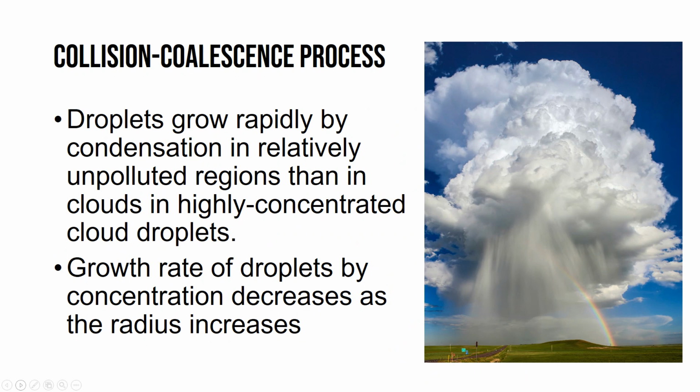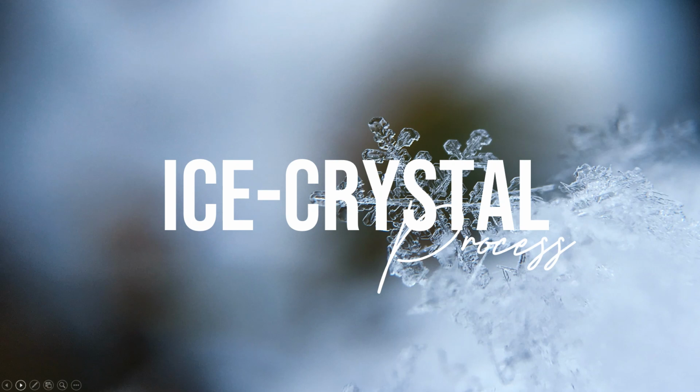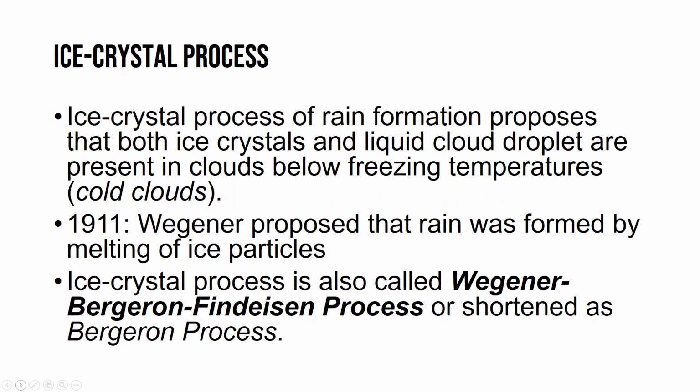Now we go to the ice crystal process. What is this ice crystal process? The ice crystal process of rain formation proposes that both ice crystals and liquid cloud droplets are present in clouds below freezing temperatures. This rain formation is important at mid latitudes and high latitudes, as temperatures there can go below freezing level.